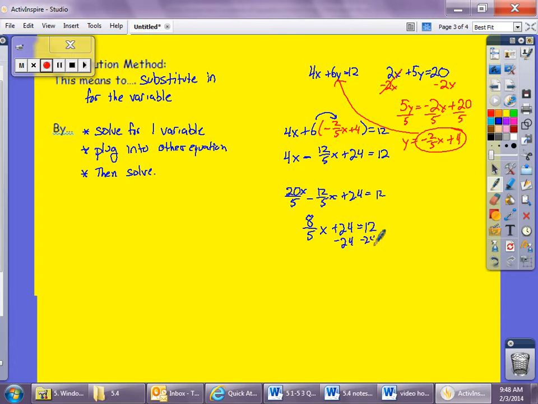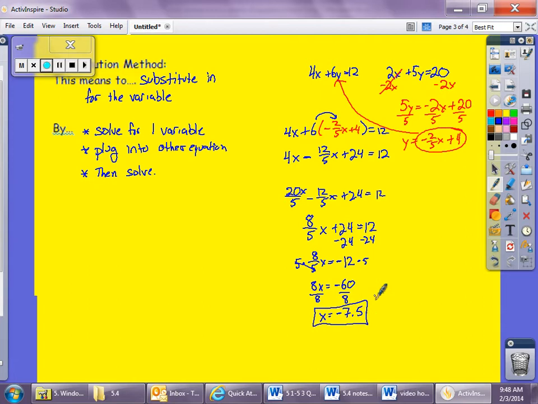Subtract the 24. So 8 over 5 x equals negative 12. Multiply both sides by 5. So 8x equals negative 60. Divide by the 8, x equals negative 7.5.